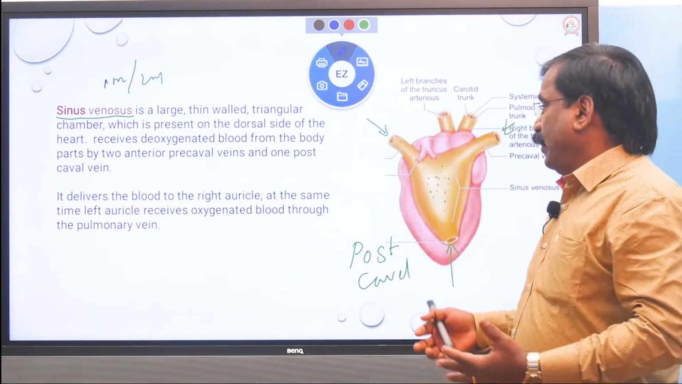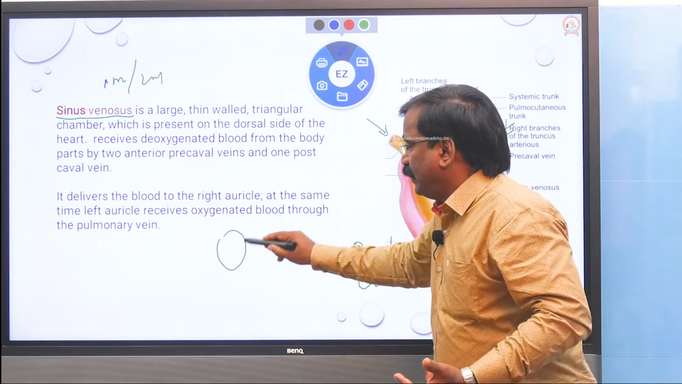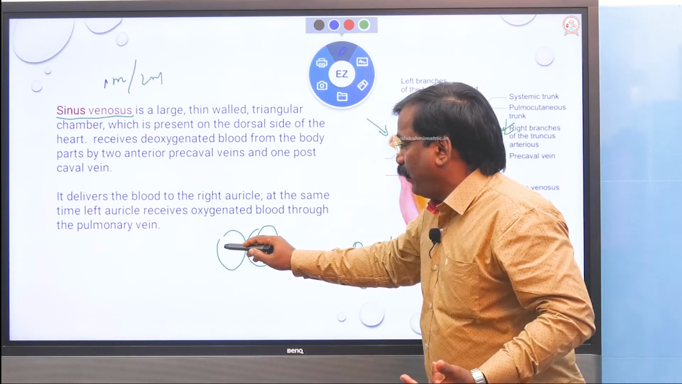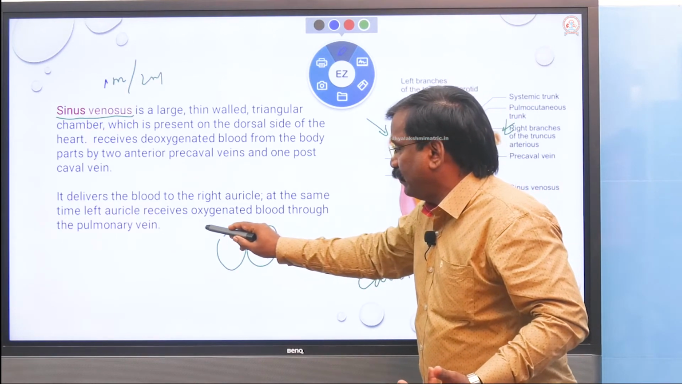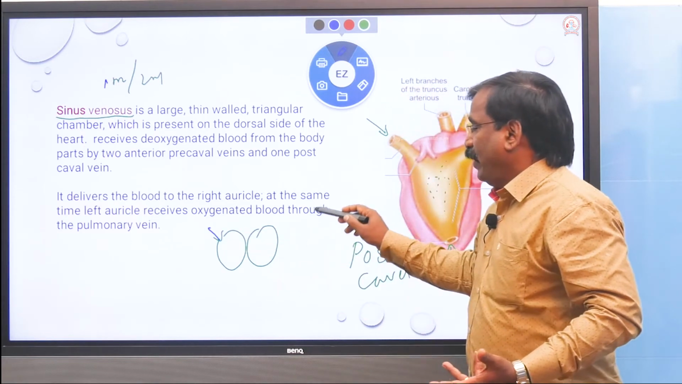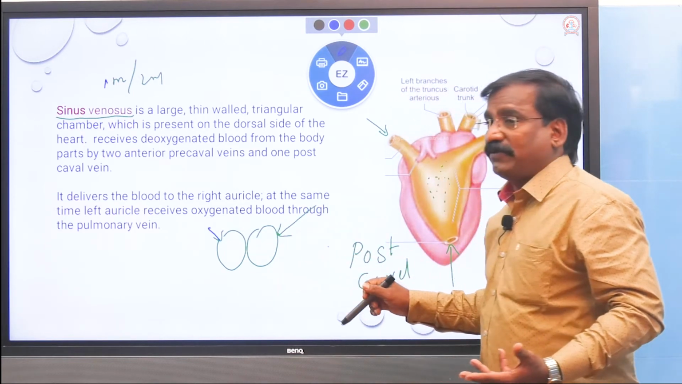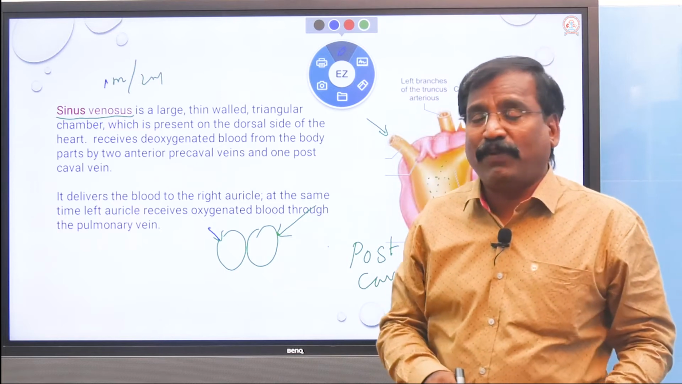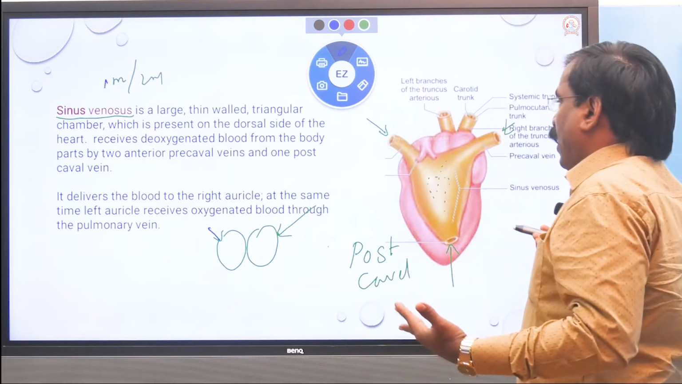Now, the upper 2 chambers, listen, are the right auricle and the left auricle. The right auricle receives the impure blood, and simultaneously the left auricle receives the pure blood, that is, the oxygenated blood from the lungs.